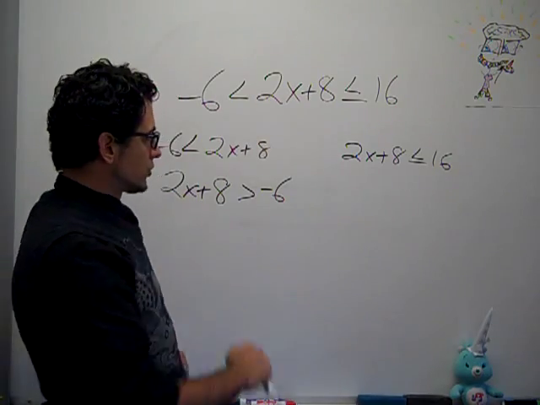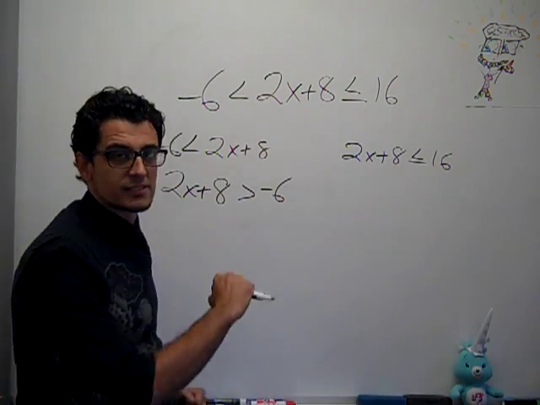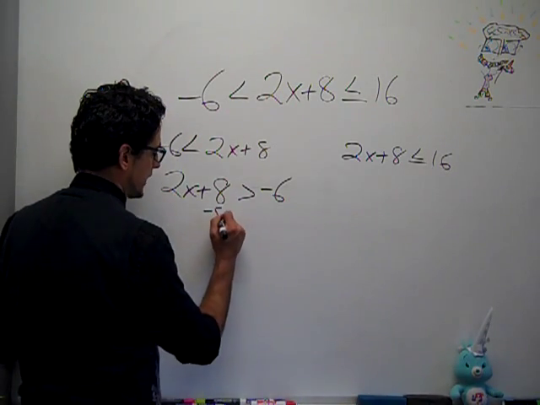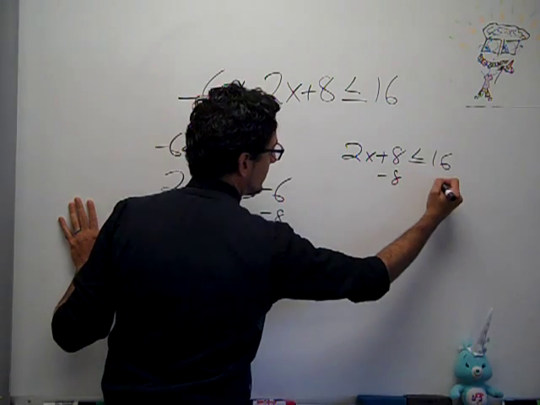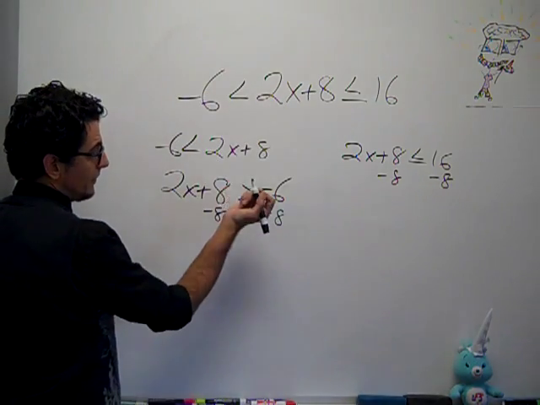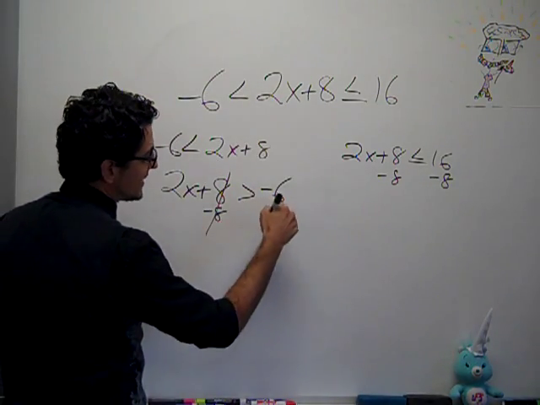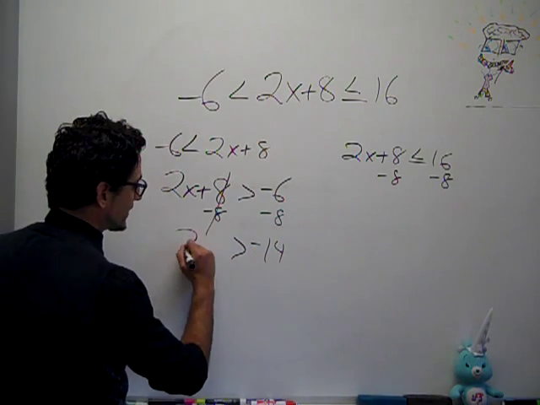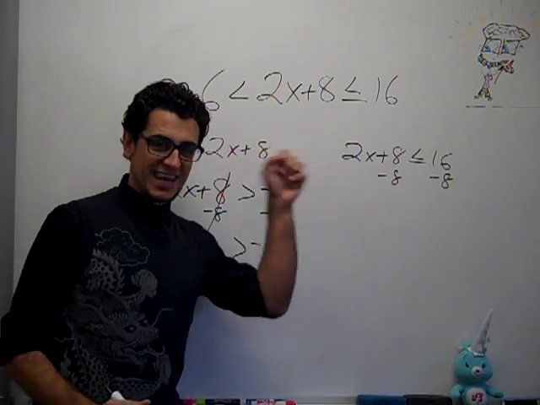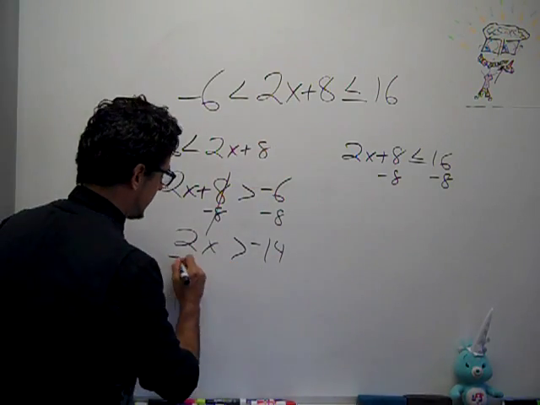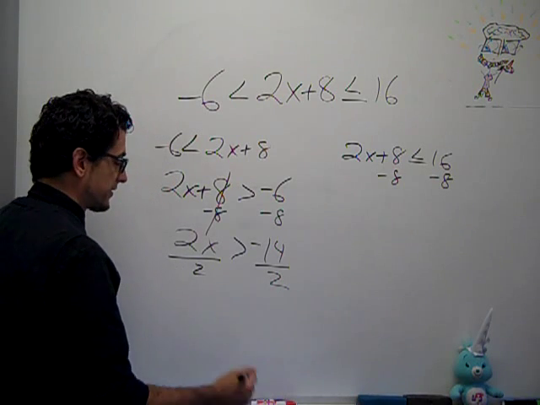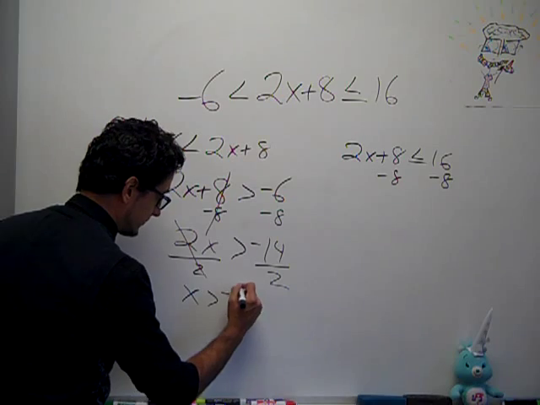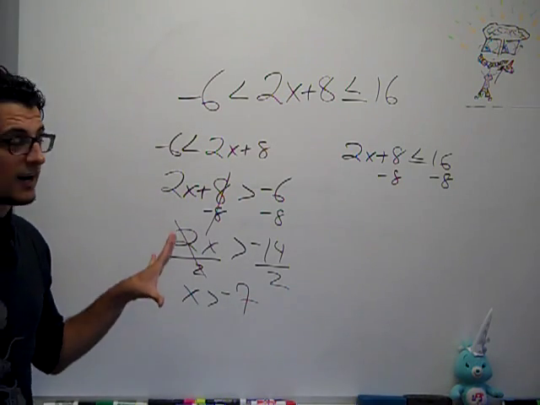Now I could go about solving. So what would I do to solve this? The first thing I would do is subtract 8 from both sides. Positive 8 minus 8 cancels out. Negative 6 minus 8 is going to give me a negative 14. And then I'm at 2x is greater than negative 14. To finish solving this side, I divide by 2, division property of equality, and I get x is greater than negative 7. Alright, and I can graph that one in a hot second.